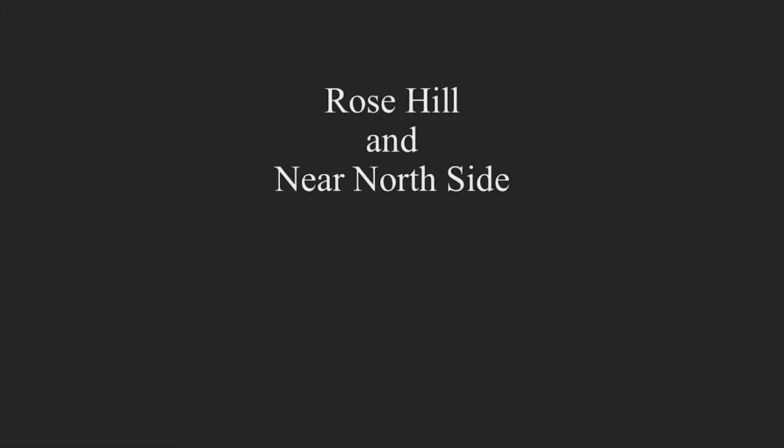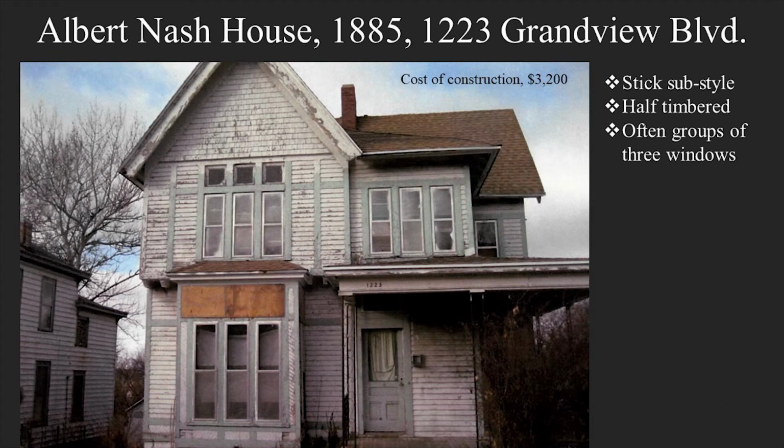Moving out of the downtown area to the near North Side and Rose Hill neighborhoods. This is the Albert Nash house, built in 1885. It was located at 1223 Grandview. I know it's kind of a ratty looking picture, but it shows some neat things. The cost of construction of this house is $3,200, but this again is another stick style Victorian house. You can see on the left, that protruding front gable, you can see the half timbering, the cross beams and the vertical beams. And in this stick style, it's very common to see groups of 3 windows. And we can see those groupings of 3 windows repeat 3 times in this house, both on that large gable end and on the small jut out above the front porch.